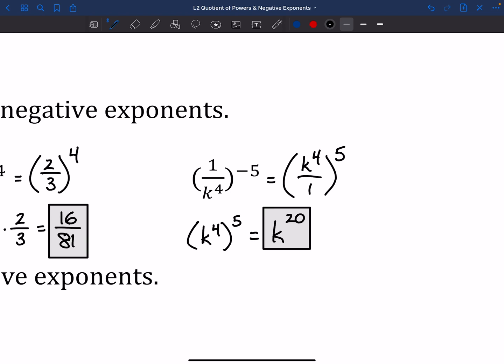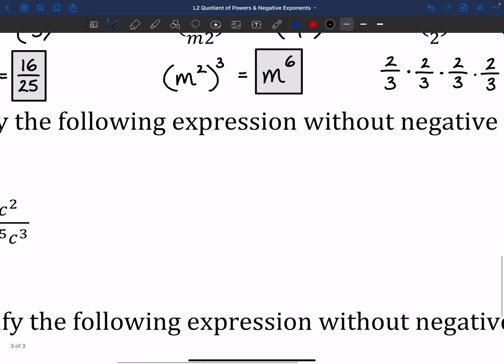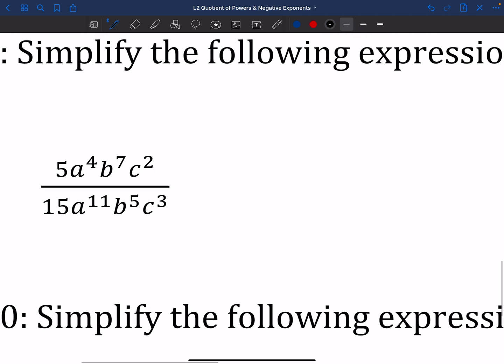We got 2 awful problems left, and by awful, I mean they're not really going to be all that bad. We're going to take these one step at a time. So we're going to kind of mishmash both of the properties that we've been working with. So first up, we've got 5 and 15 that match. We've got a to the 4th and a to the 11th that match. We got b to the 7th and b to the 5th. And then I need to go into another color. C's are in green.